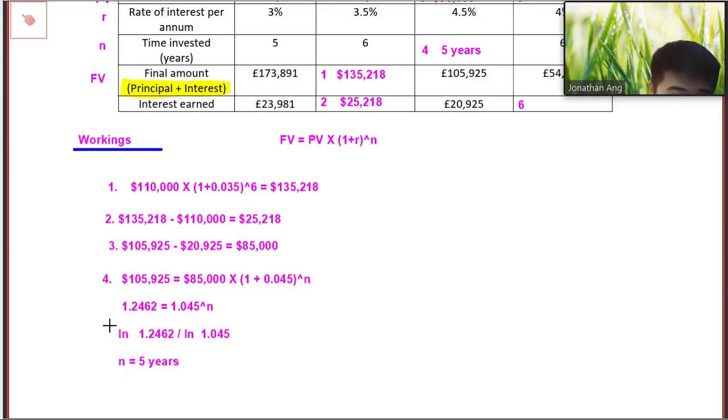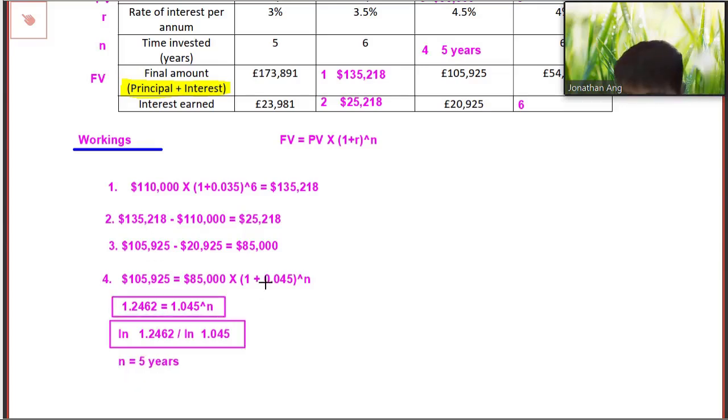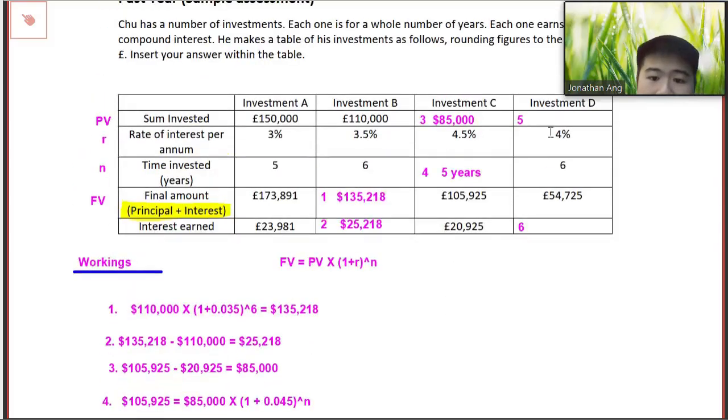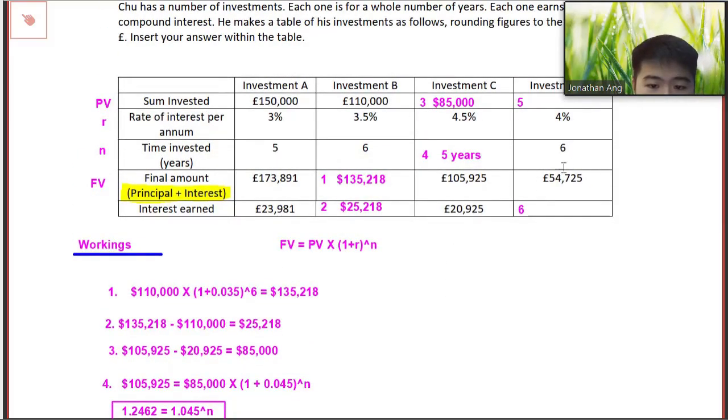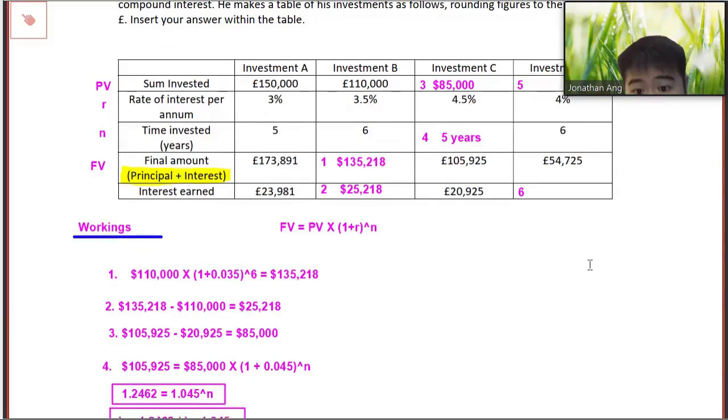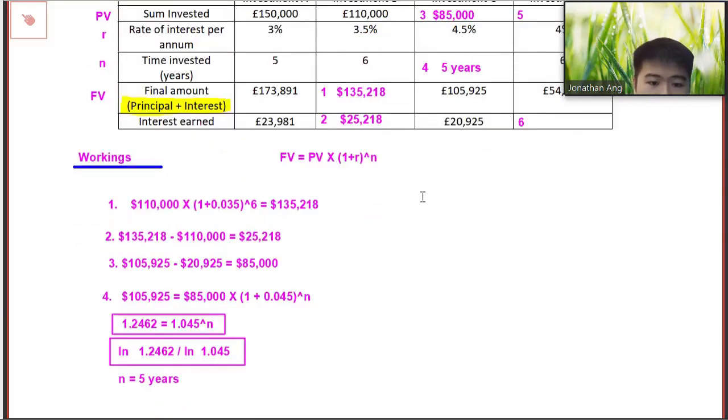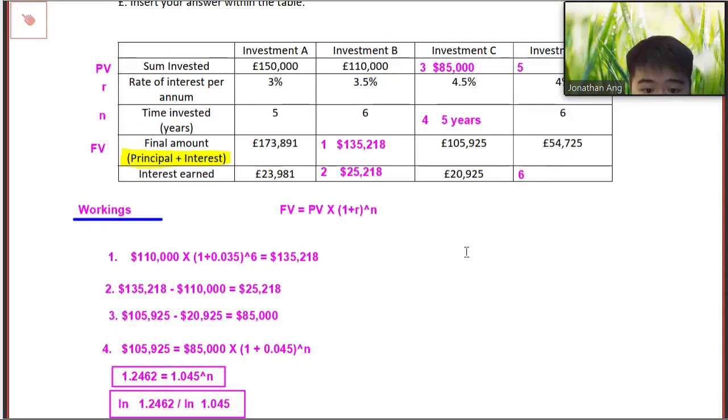Okay, so this is how you press your calculator for this one, so please take note. Now, working number 5. They already told us the final amount is 54,000, the time invested, and your rate of interest. You have to reverse to find it out first. I will do it right here so that I can easily refer. This is your working number 5.